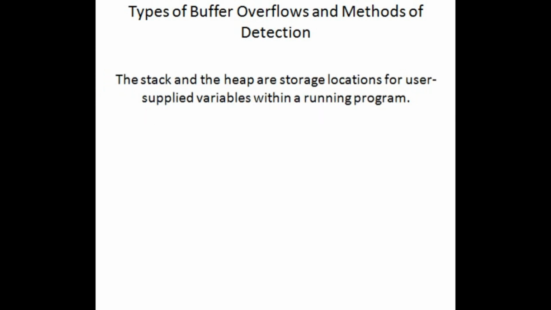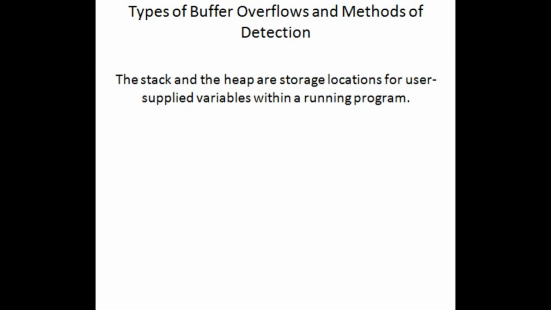The stack and the heap are storage locations for user supplied variables within a running program. Variables are stored in the stack or heap until the program needs them. Stacks are static locations of memory address space, whereas heaps are dynamic memory address space that occur while a program is running. A heap-based buffer overflow occurs in the lower part of the memory and overrides other dynamic variables.